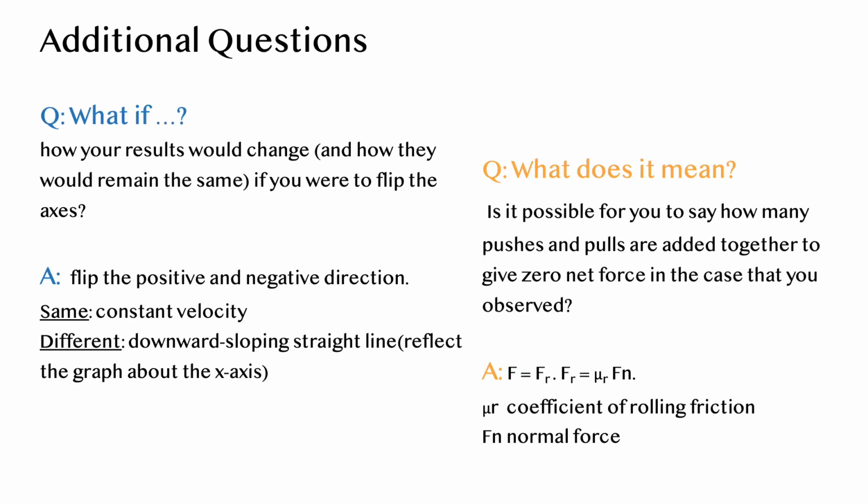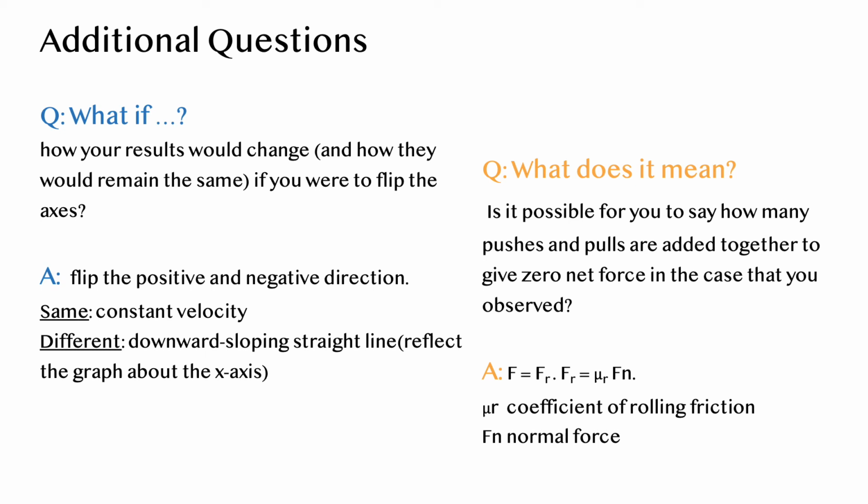Here are the two additional questions. First is, what if you flip the axis? Flipping the axis means that you flip the positive and negative directions, but the constant velocity is the same. The only difference is that it would be a downward sloping straight line. The line is reflected from the original graph that I built about the x-axis.